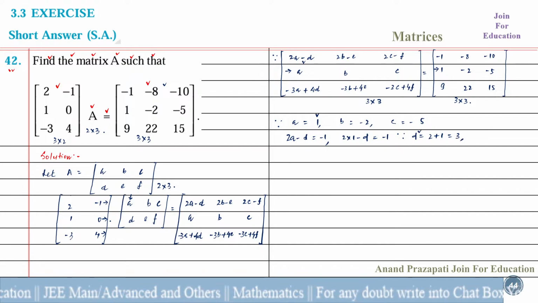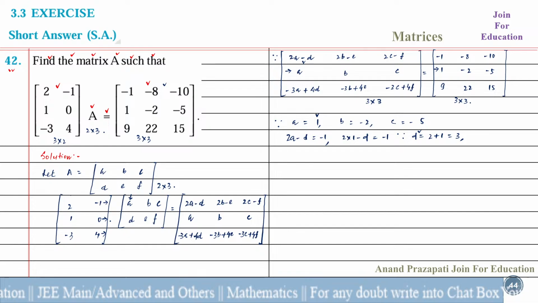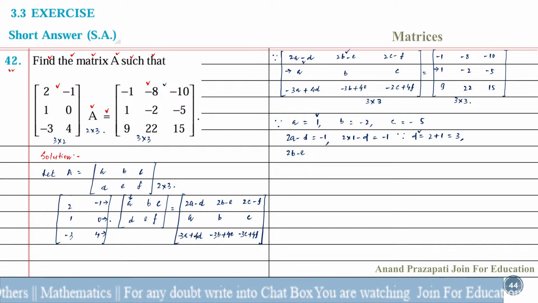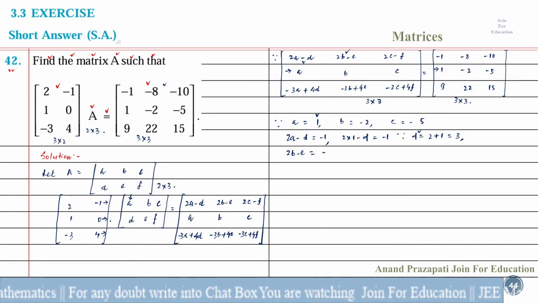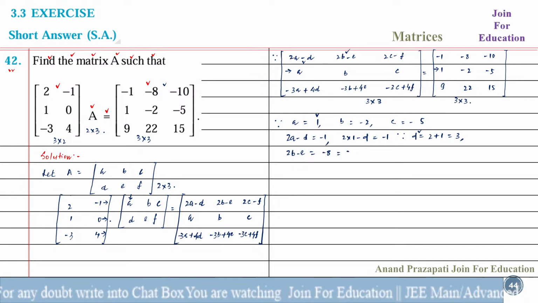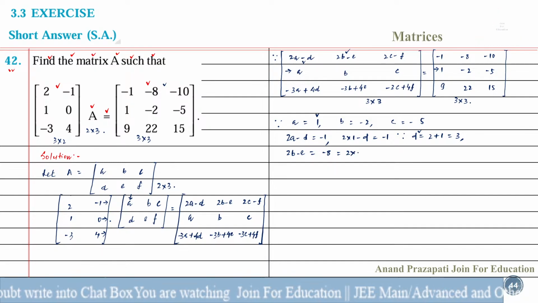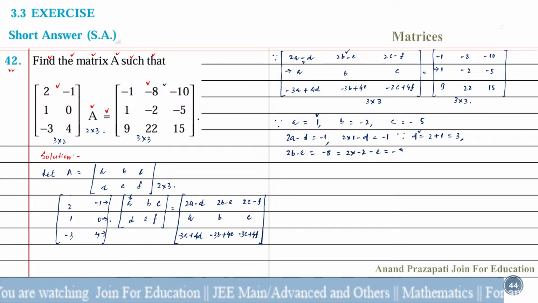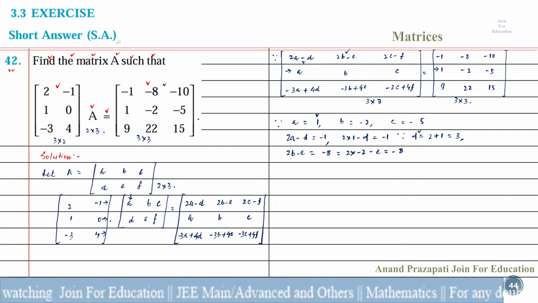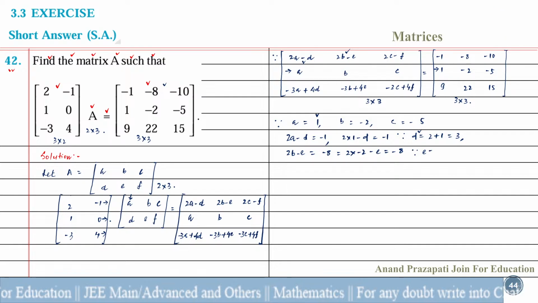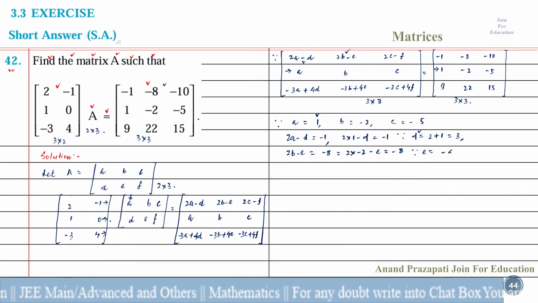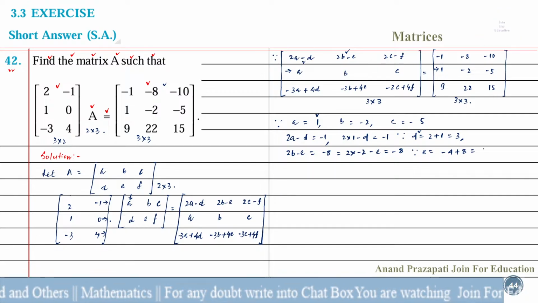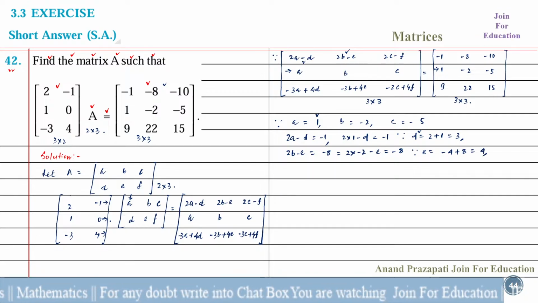Now we find E. So we write 2b minus e equal to minus 8. So we write here 2 into minus 2 minus e equal to minus 8. Therefore here e equal to minus 4 plus 8, we get 4.